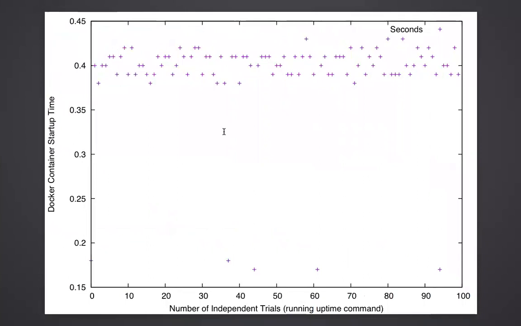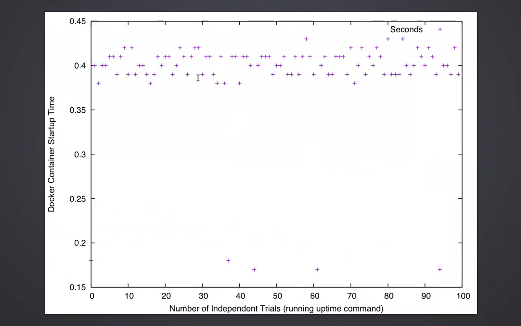You can see from the graph that the startup time for 0 through 100 containers was all less than 1 second, and less than 0.5 seconds. So the startup time using Docker was very fast. We just started a container, ran the command uptime 100 times, and then figured out the time for each one of those. So that's kind of useful.